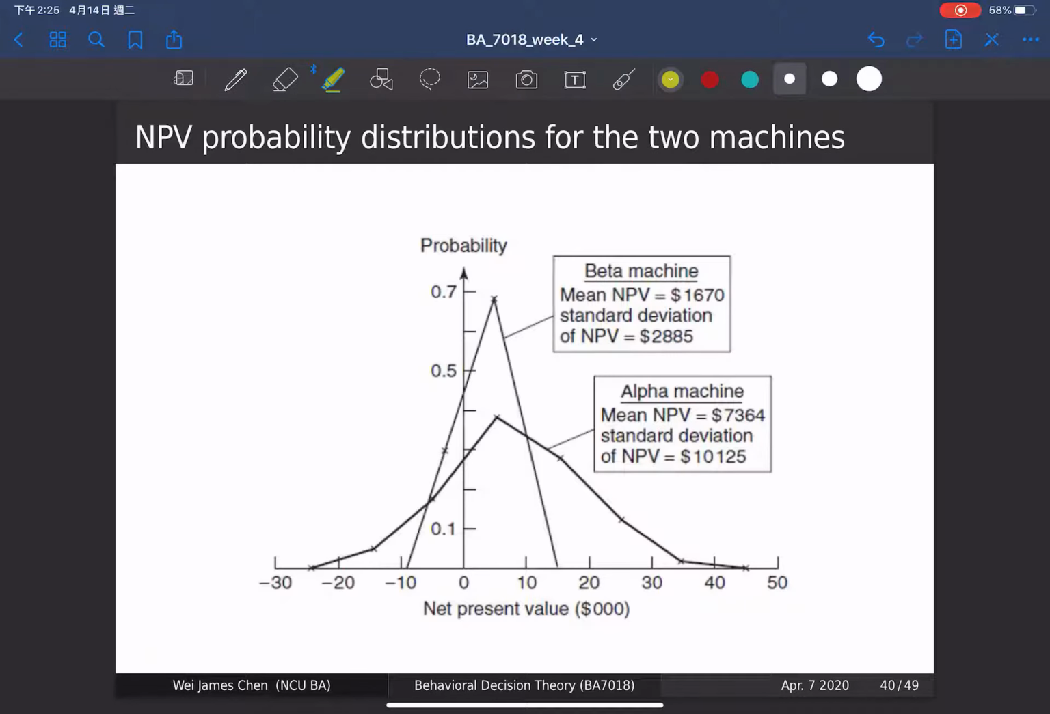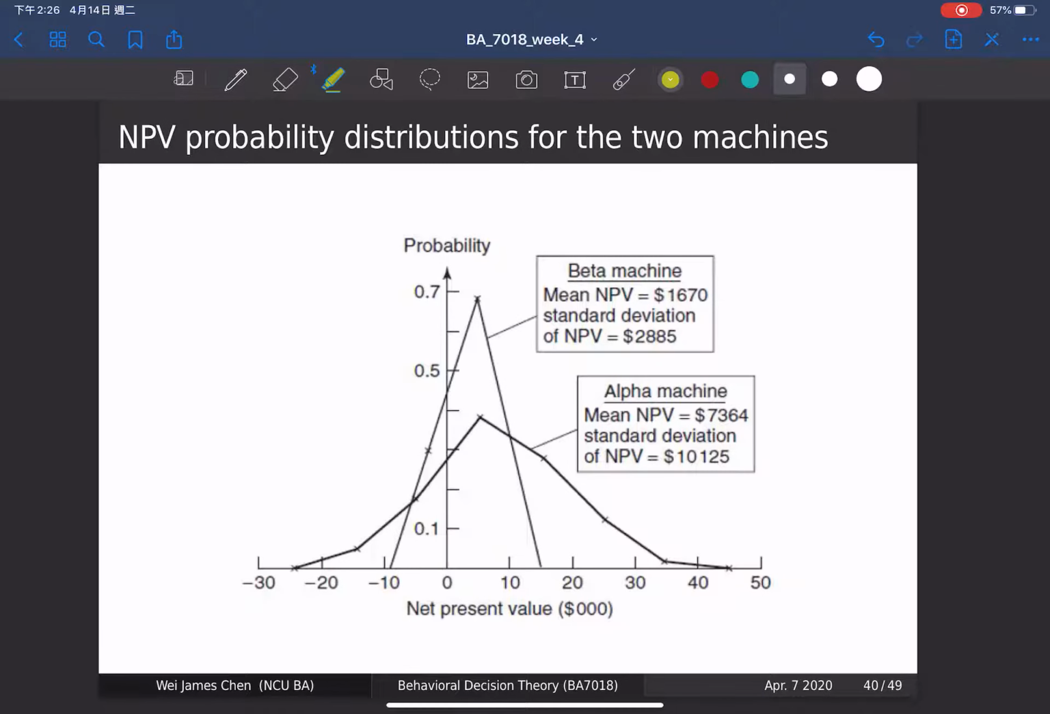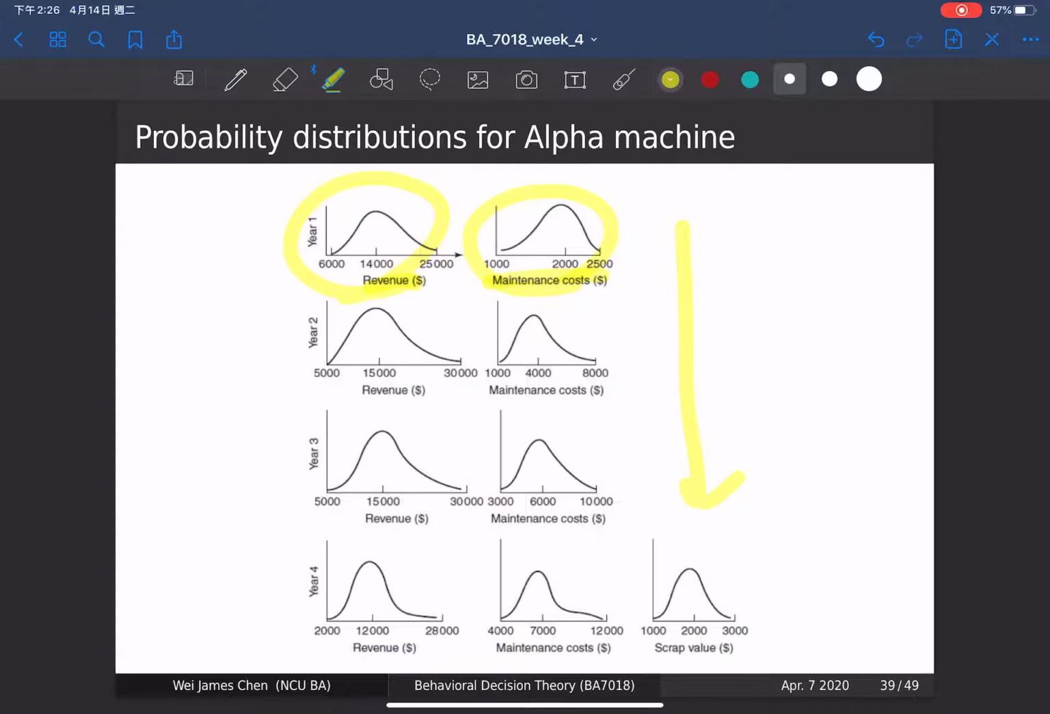Do I need to go back to any part of these? No? Yes. What is scrap? It means that basically at the end you terminate your business and sell out the machine, and what is the remaining value of that machine? Yeah. So that's why it only happens in year 4.